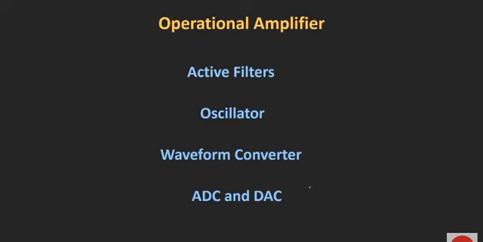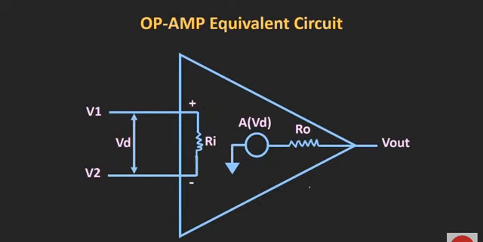But the op-amp can also be used in so many other applications, like designing active filters, oscillators, waveform converters, and analog to digital and digital to analog converters. And if we count, the list will go on. So basically this op-amp is a very versatile IC, and you will find it in so many applications. The reason is its different characteristics. So let us see the different characteristics of the op-amp because of which it is so versatile. Before we see that, let us see the equivalent circuit of the op-amp.